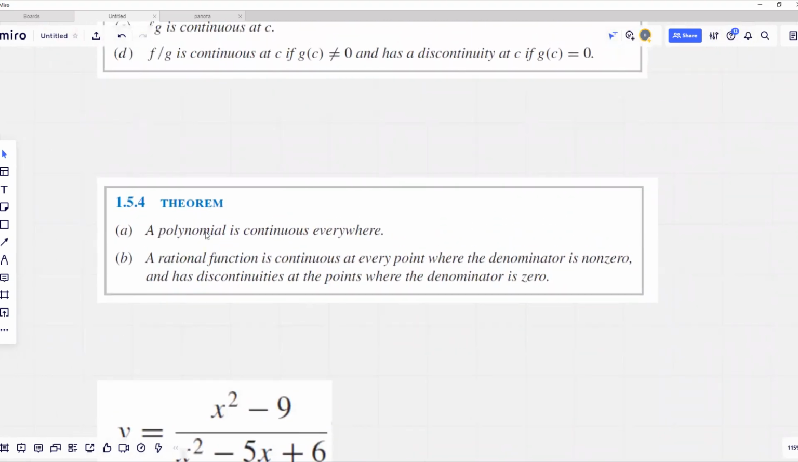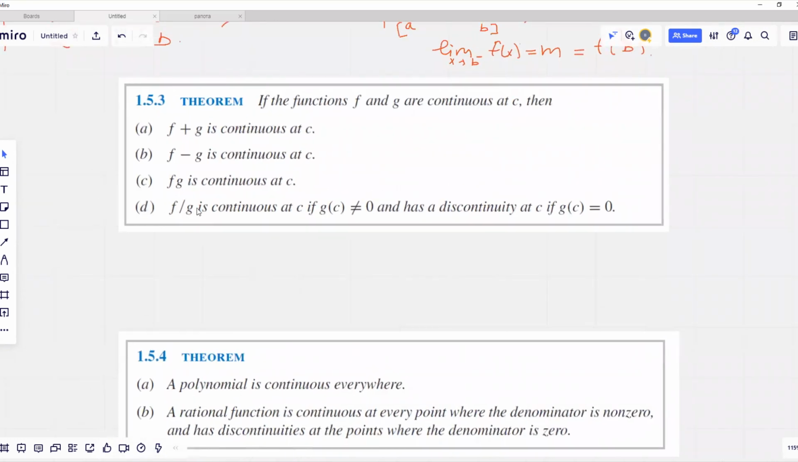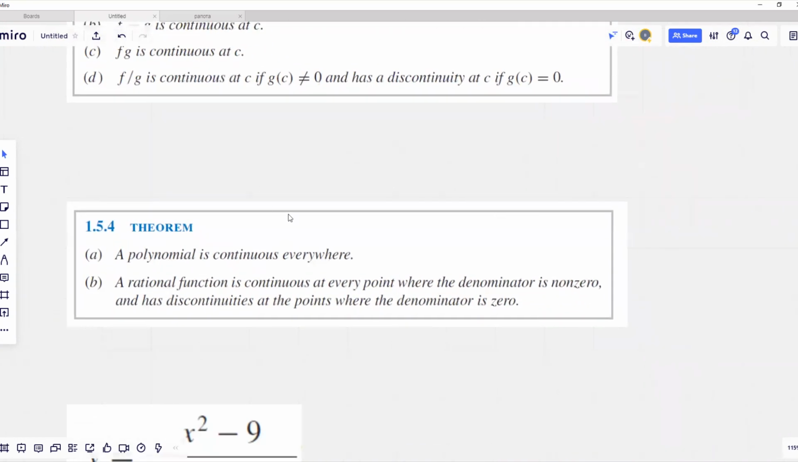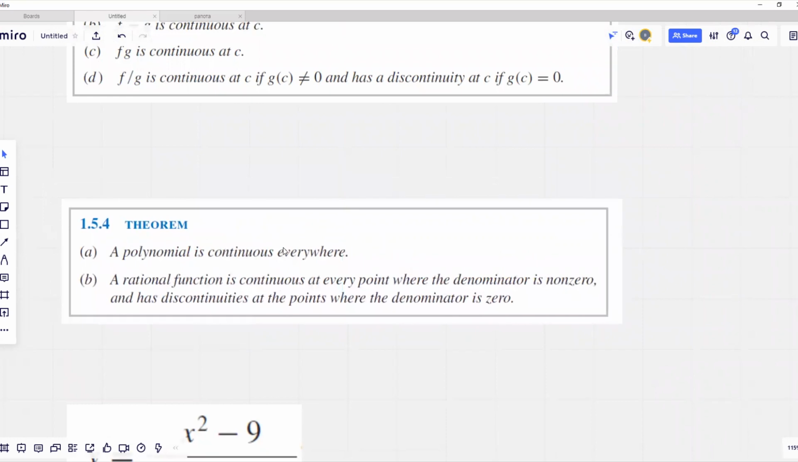The next theorem is: polynomials are continuous everywhere. A rational function can be presented as a ratio of two polynomials, meaning that we can apply the last property here. And as long as the denominator is not 0, a rational function is going to be continuous. All right.